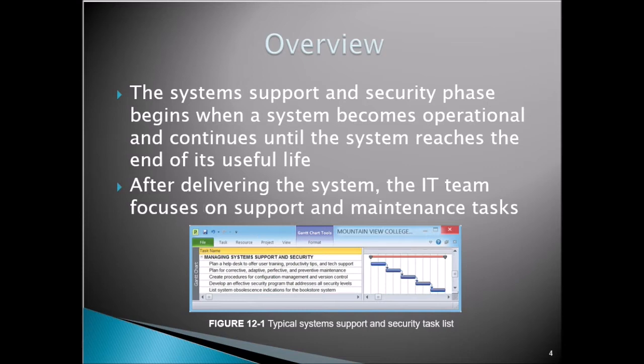Now let's look at the overview. When the system support and security phase begins, the system is operational and continues until the system ceases to be operational. After delivering the system, the IT team focuses on support and maintenance tasks.